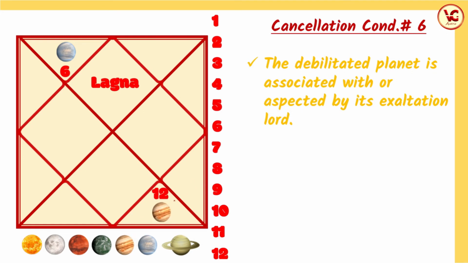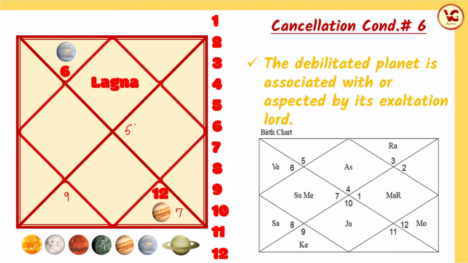So Jupiter is aspecting with the 7th aspect. It can aspect with the 9th aspect from here and the 5th aspect from here. Okay, in all 3 places Jupiter can aspect Venus, and this cancellation condition will apply.